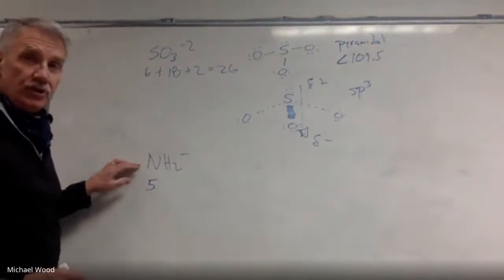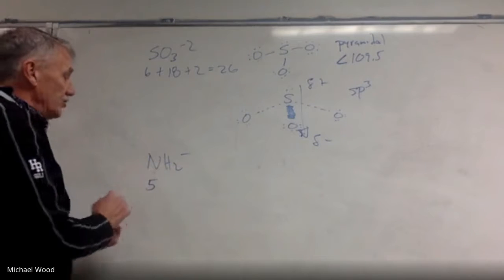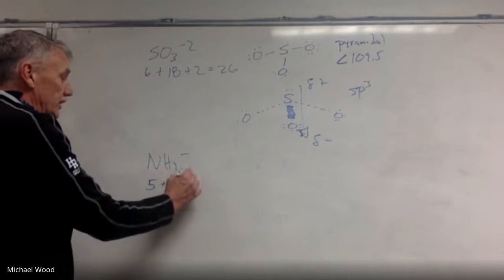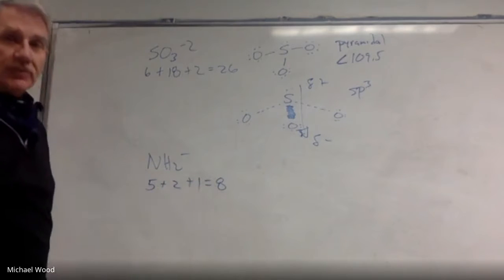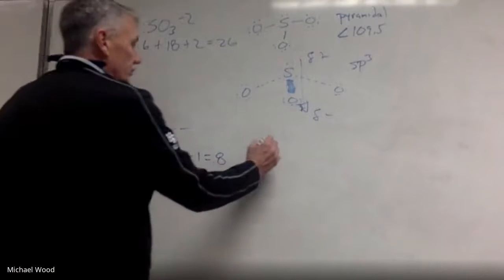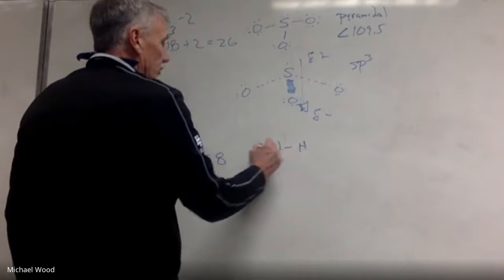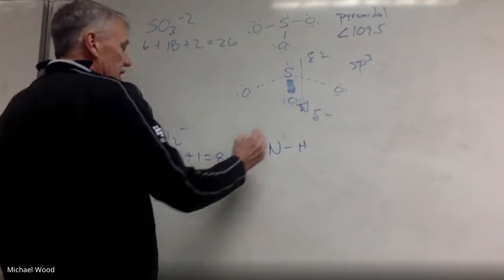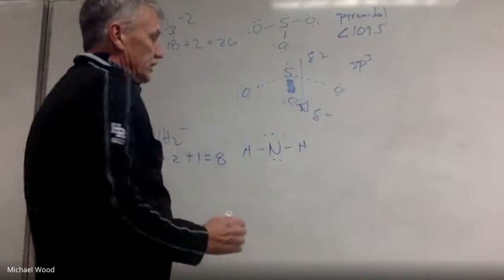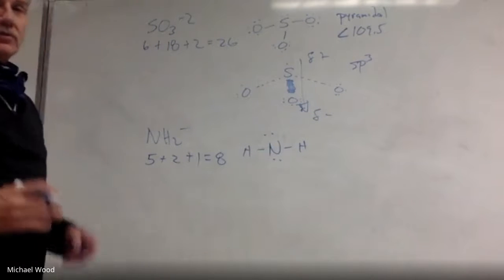Okay, so nitrogen has 5 dots. Hydrogen each has 1, so there's 2, and then the negative 1 needs 1 more. So I get 8 total dots. Okay, and then I put nitrogen in the middle, and remember, hydrogen only needs 2, and then I fill the octet, so it looks like this. Okay, so there's the dots.